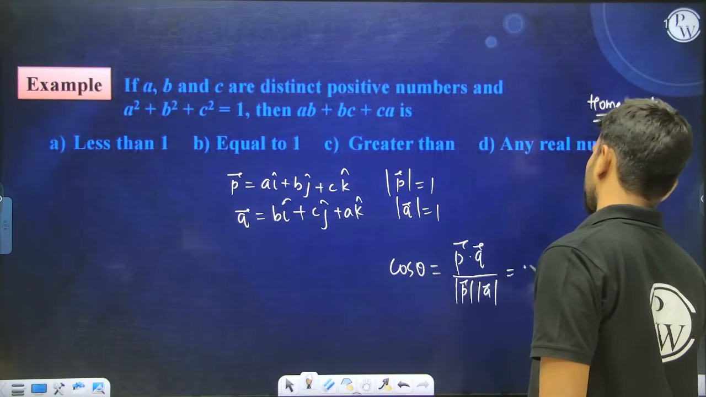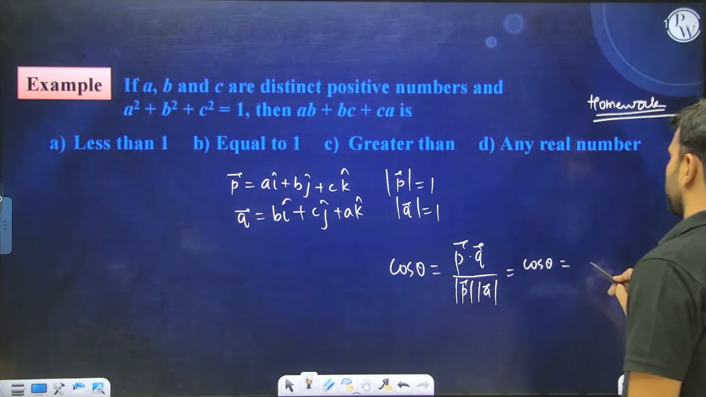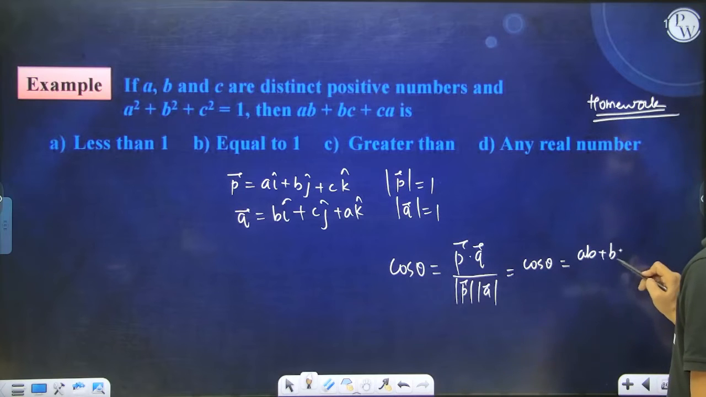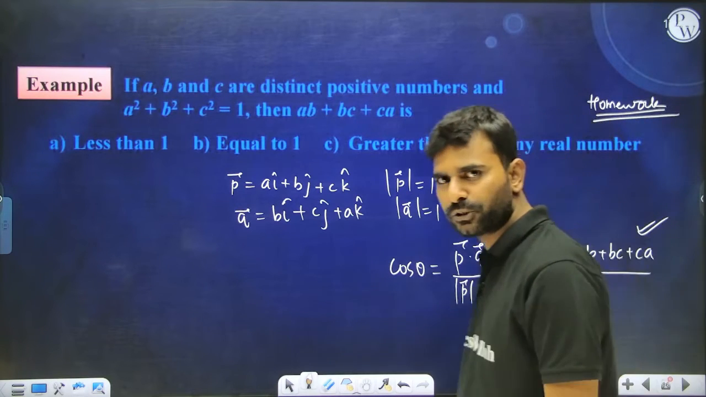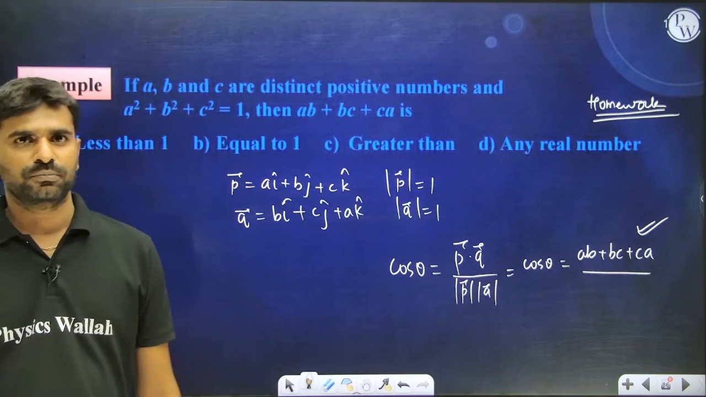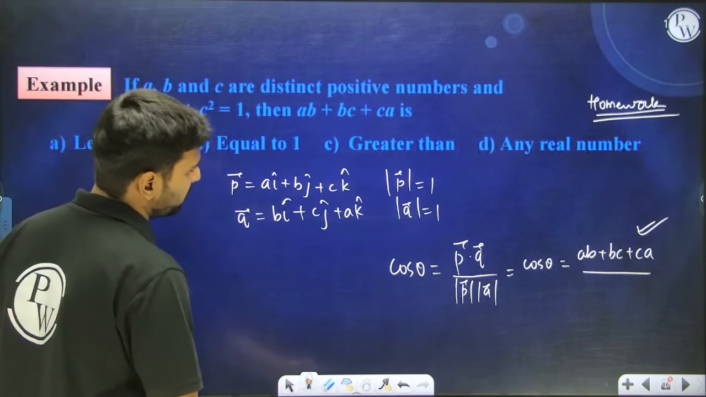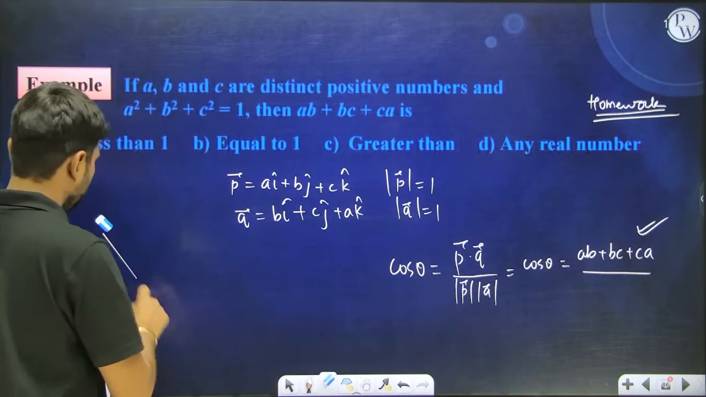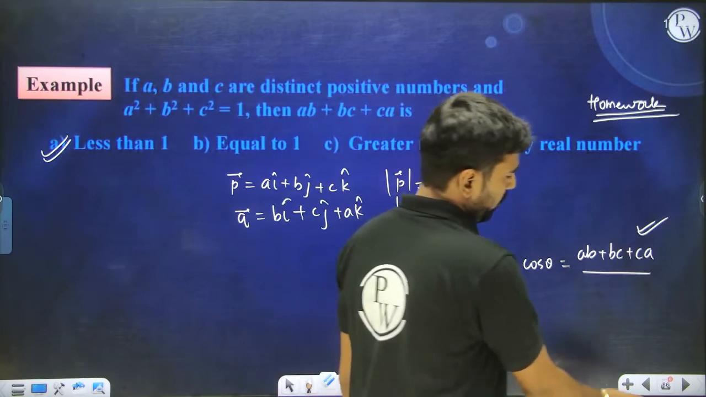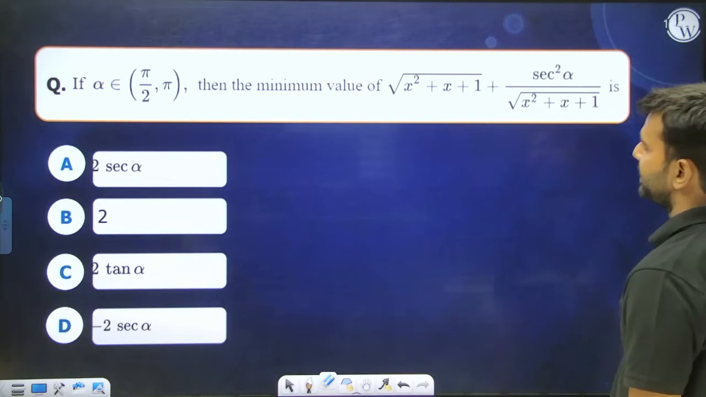So in that case cos theta equal to what? In that case cos theta equal to AB plus BC plus CA will come, and I hope you guys know that cos theta always goes from minus 1 to 1. So this answer is going to be always lesser than or equal to 1 only, right? Yes, that's it. Okay. Moving on to the next thing.